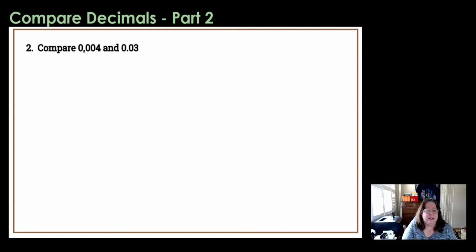Compare 0.004 and 0.03. Well, right off the bat, you might suspect, oh, Miss Sherman, 4 is greater than 3. Hang on a second. The whole number 4 is definitely greater than the whole number 3, but are we talking about whole numbers here? Let's look at the decimal points. Let's write it. Let's line up the decimal points. We have 0.004. We have 0.03.